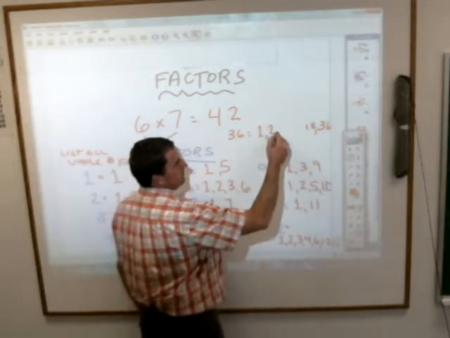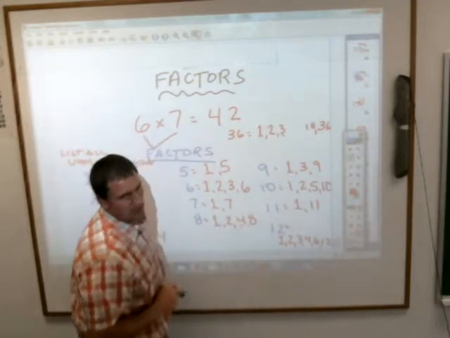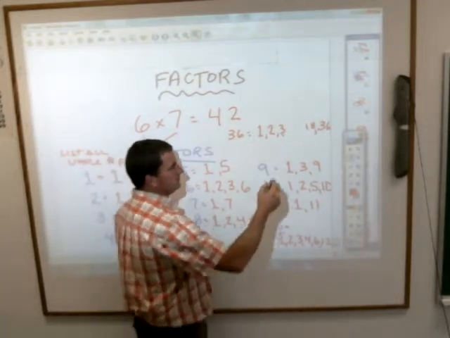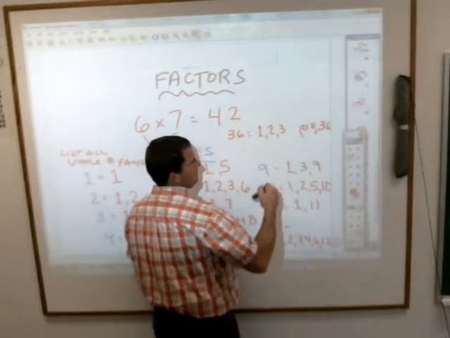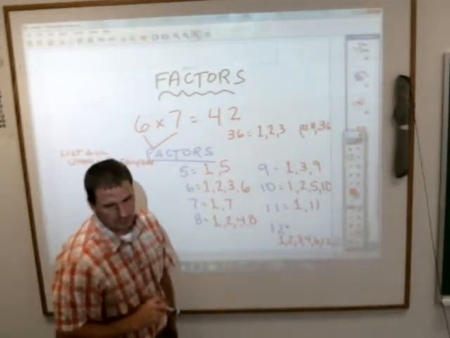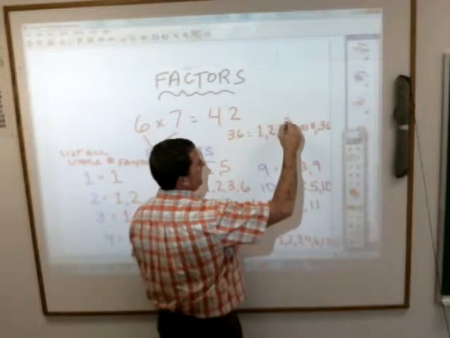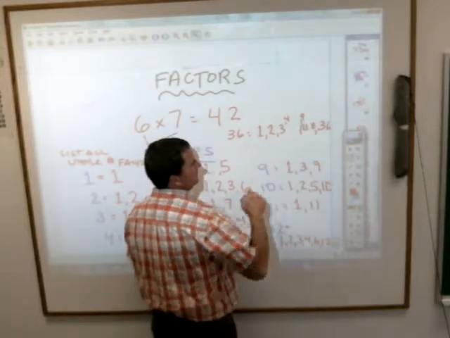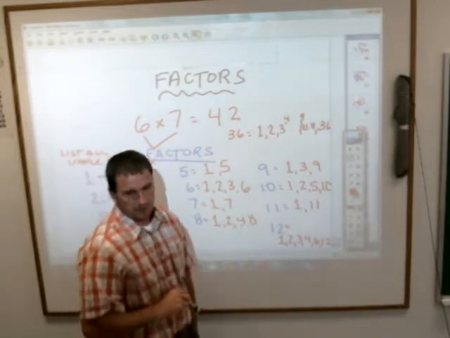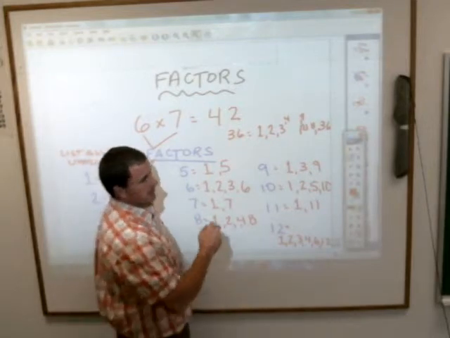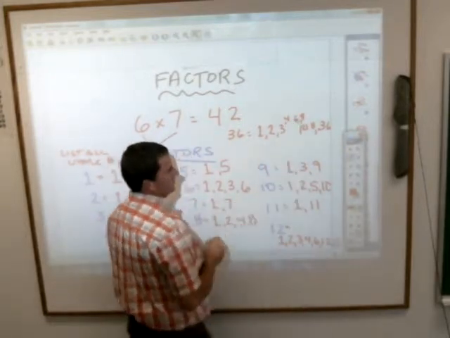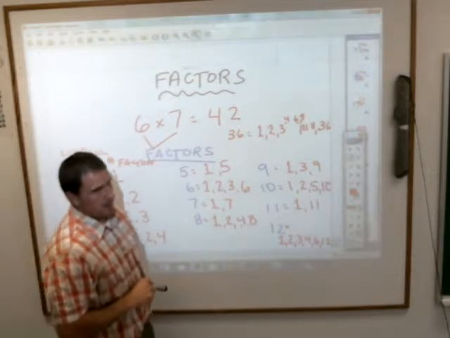How about 3? Is 3 a factor of 36? It sure is. 3 times 12. How about 4? Is it a factor of 36? Yes. 4 times 9. And then one more factor is 6 times 6.